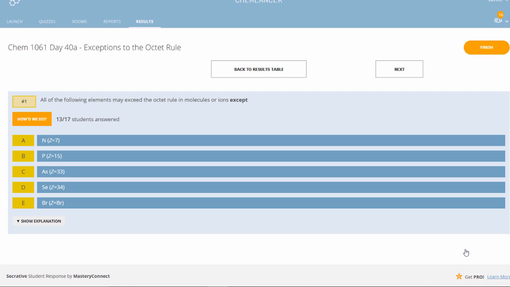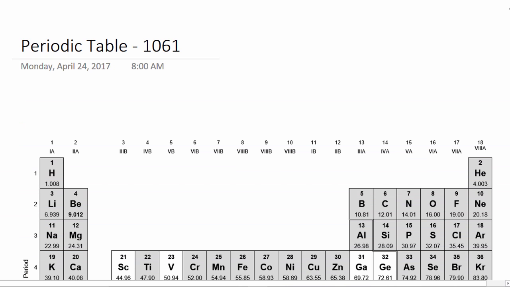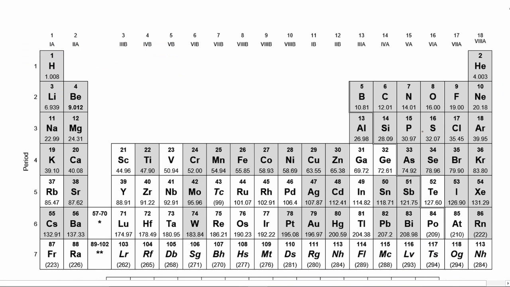Octet rule in molecules except for, and if we check out the answer to this one here would be nitrogen. Remember that when we look at elements that exceed the octet rule, we are looking at which elements? Where do they lie? Groups 15, 16, 17. Yes, groups 15, 16, and 17.